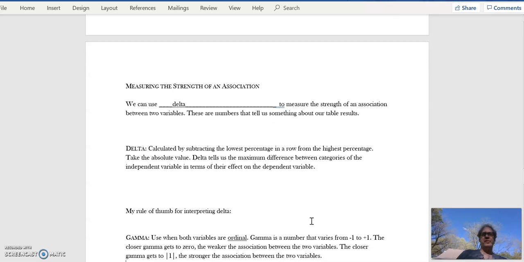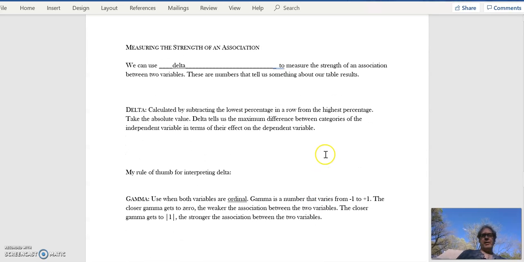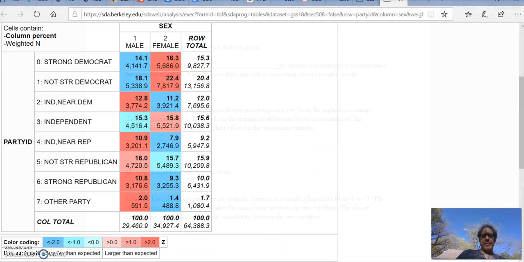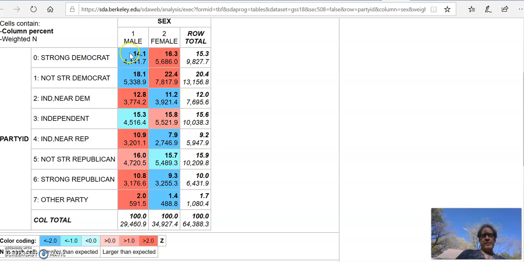Measuring the strength of an association. Now, you saw what I did. I looked at the difference between men and women. In this row, strong Democrat, it's 2.2%. In other words, 16.3 is 2.2% more than 14.1. I just subtract the lowest one from the highest one. There's a 2.2% difference. And there's a word for that.